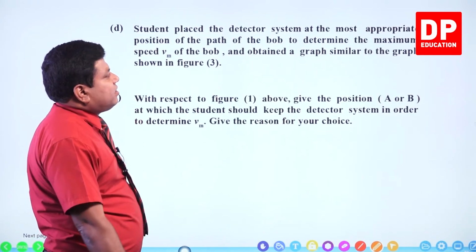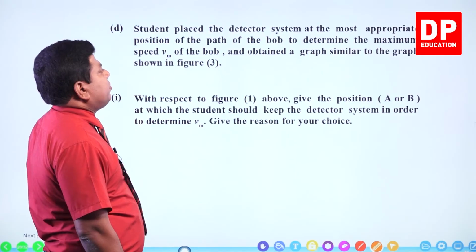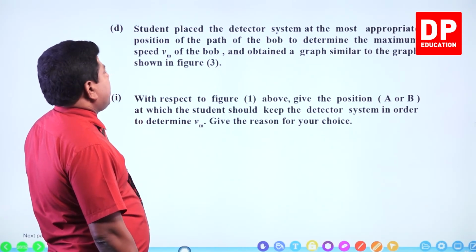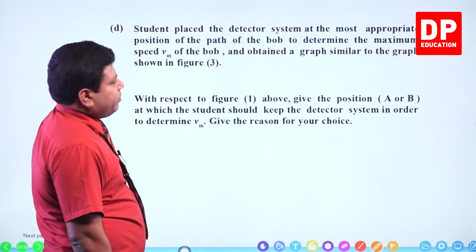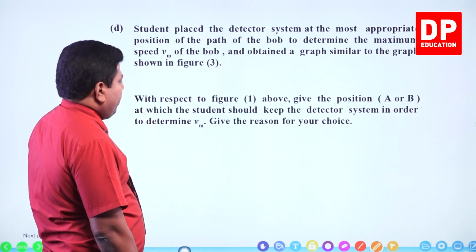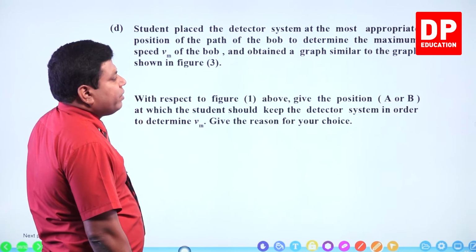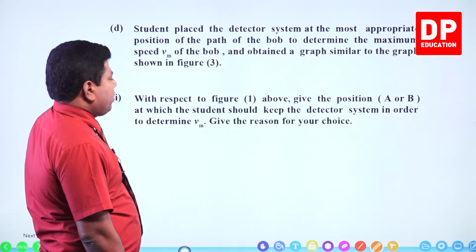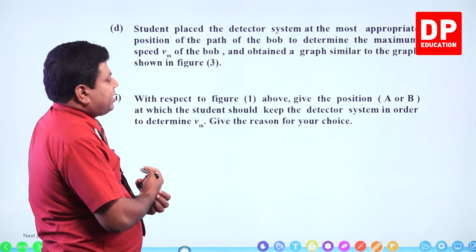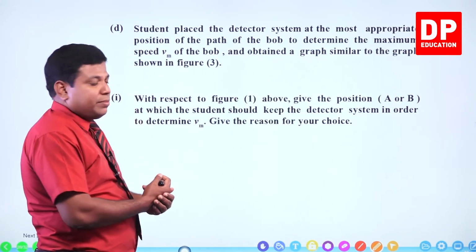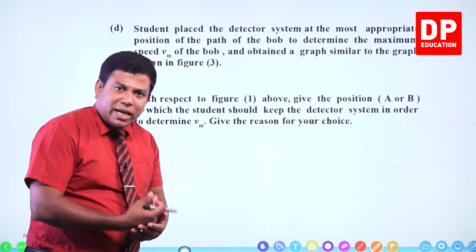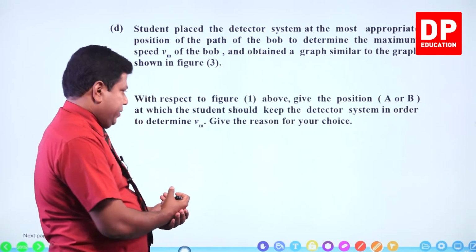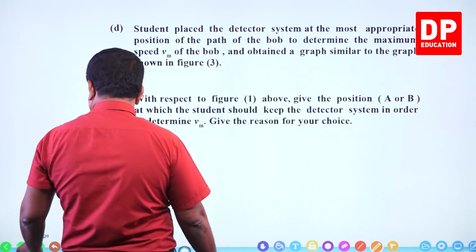Student, place the detector system at the most appropriate position of the path of the bob to determine the maximum speed Vm of the bob, and obtained a graph similar to the graph shown in figure 3. With respect to figure 1 above, given the position A or B at which the student should keep the detector system in order to determine V maximum. V maximum is at the lowest point only. The velocity will be maximum for a pendulum at the lowest point. Give the reason for your choice.